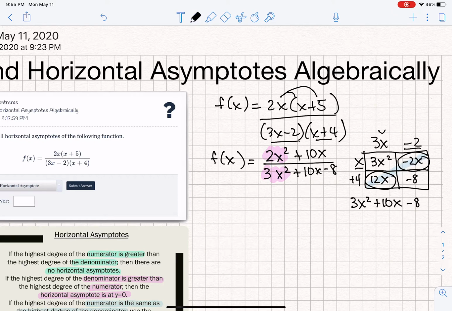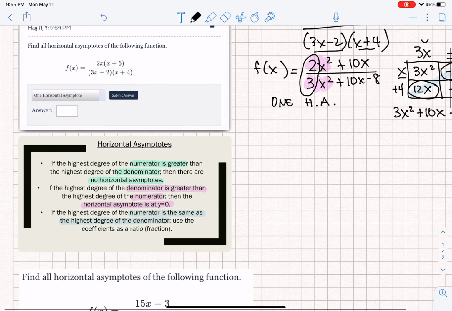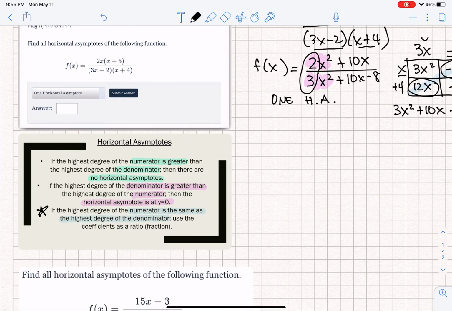Well, how many horizontal asymptotes will we have? Well, this is one horizontal asymptote. And it would be here. You take the linear coefficient. So if I look over here, they're the same. So this is the one I'm using, okay? So that means you use the coefficients as a ratio.